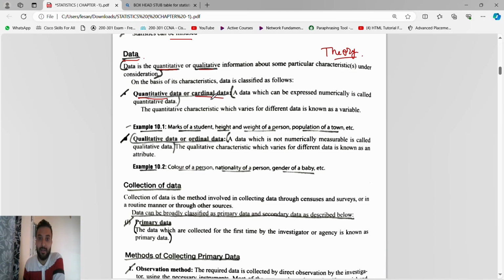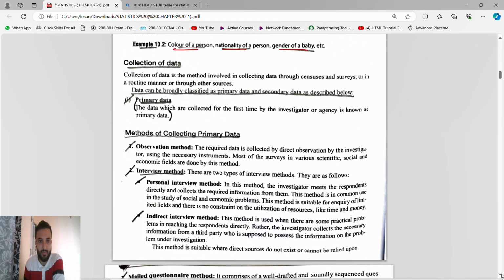Quantitative data or cardinal data: the data which can be expressed numerically, like marks of a student, height, weight, population. Qualitative data or ordinal data: data which is not numerically measurable, like words, color of a person, nationality, gender. This is not quantitative, these all are qualitative data.